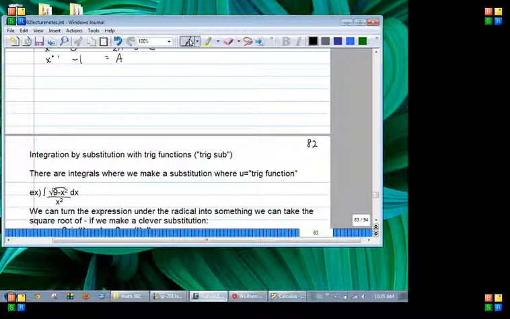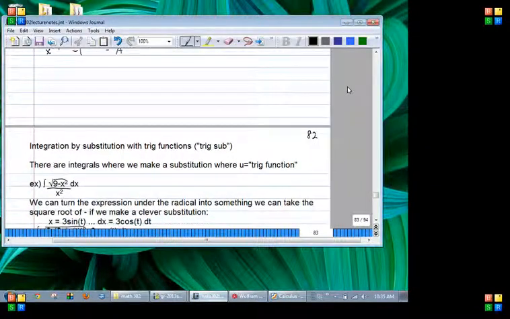Now, the obstacle for us in this integral is the fact that we have the square root of something, and that generally makes a chunk we can't manipulate. It turns out we can make a substitution which turns that into the square root of something that we can actually take the square root of. And that's what's nice about this technique. So we make the substitution x equals 3 sine t, and then that would make dx 3 cosine t dt.